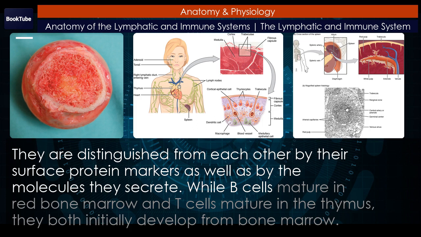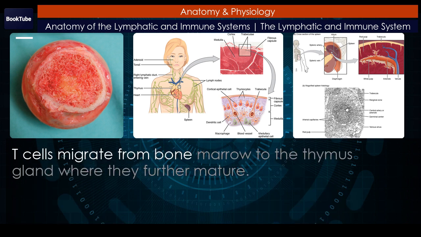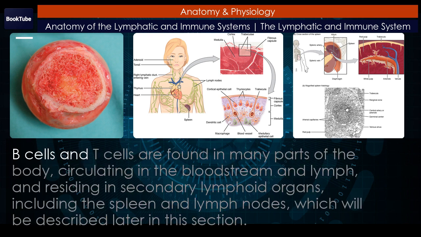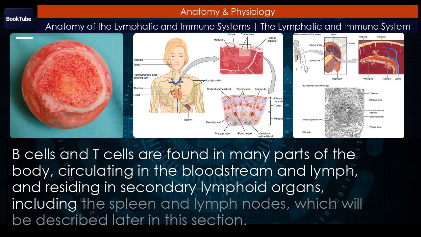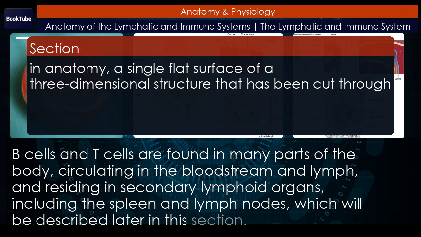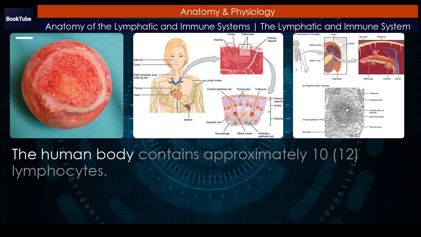While B cells mature in red bone marrow and T cells mature in the thymus, they both initially develop from bone marrow. T cells migrate from bone marrow to the thymus gland where they further mature. B cells and T cells are found in many parts of the body, circulating in the bloodstream and lymph, and residing in secondary lymphoid organs, including the spleen and lymph nodes, which will be described later in this section. The human body contains approximately 10-12 lymphocytes.